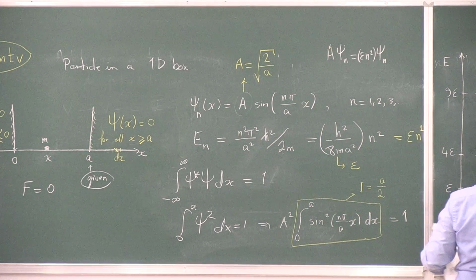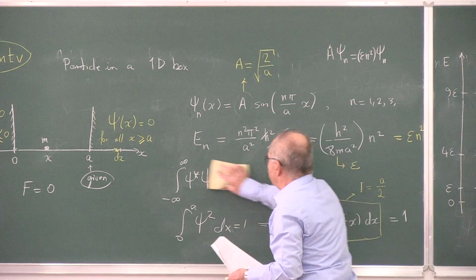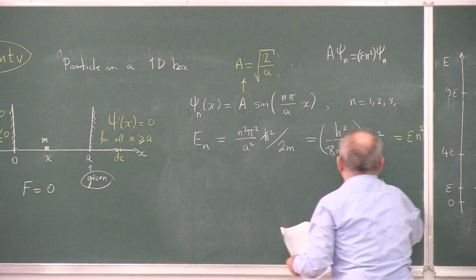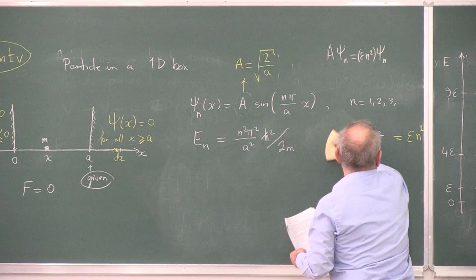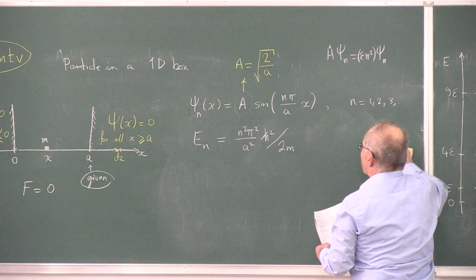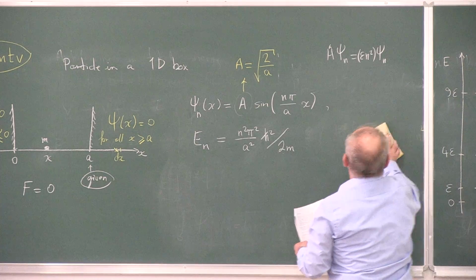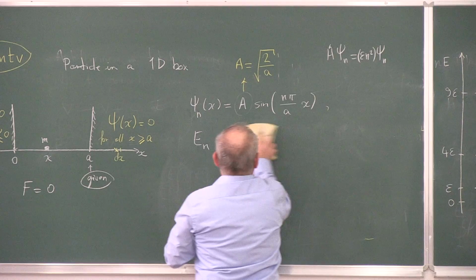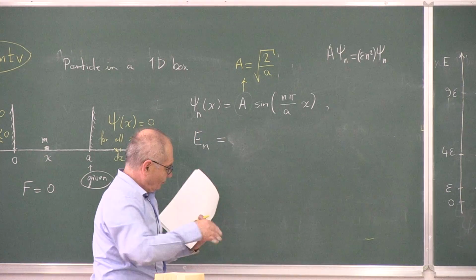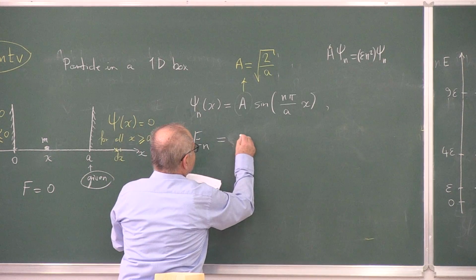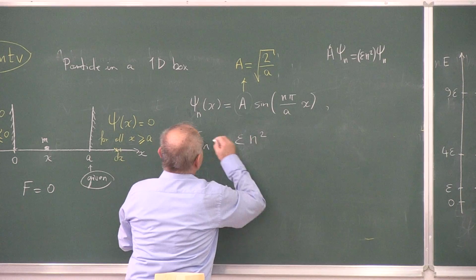All right, let us keep that. Erase this part. Write here epsilon times n squared.